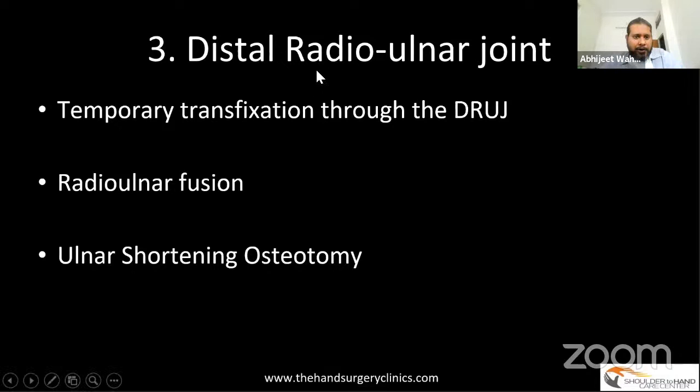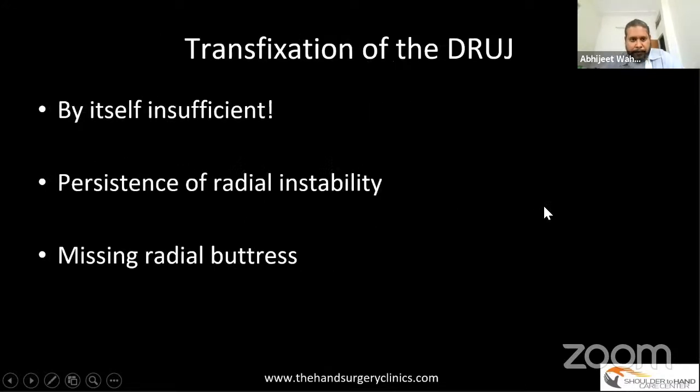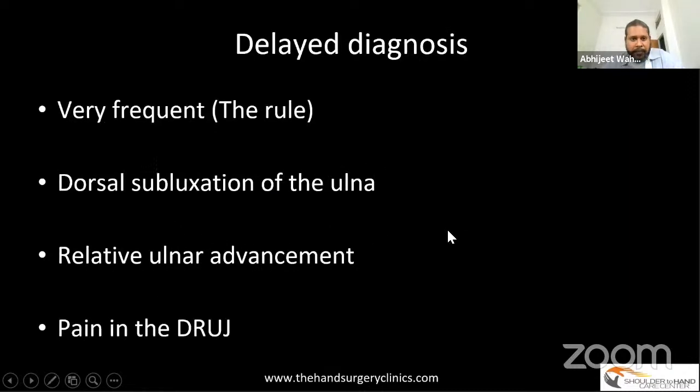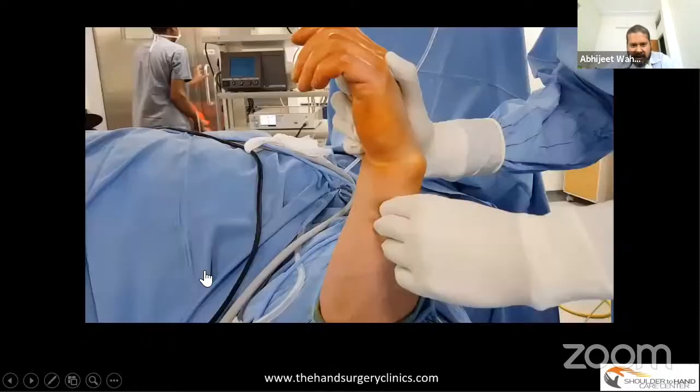The third component is the distal radio-ulnar joint. There are multiple ways that this has been addressed, such as temporary transfixation through the distal radio-ulnar joint, a radio-ulnar fusion, or an ulnar shortening osteotomy. Transfixation of the DRUJ by itself is insufficient, and there is always persistent instability, and there is a missing radial buttress. When there is a delayed diagnosis, which is by far the rule rather than the exception, there is a dorsal subluxation of the ulna with an ulnar advancement and pain in the distal radio-ulnar joint.